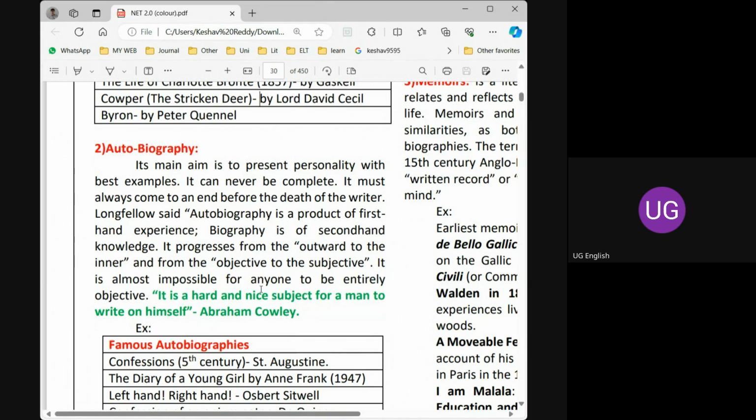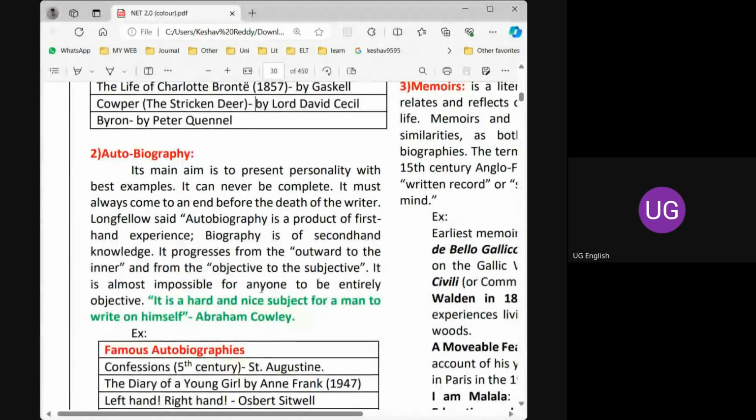So if a person writes his own biography, that becomes autobiography. Very simple. And H.W. Longfellow said that a simple difference between autobiography and biography: autobiography is a product of first-hand experience, whereas biography is the product of second-hand experience, second-hand knowledge.